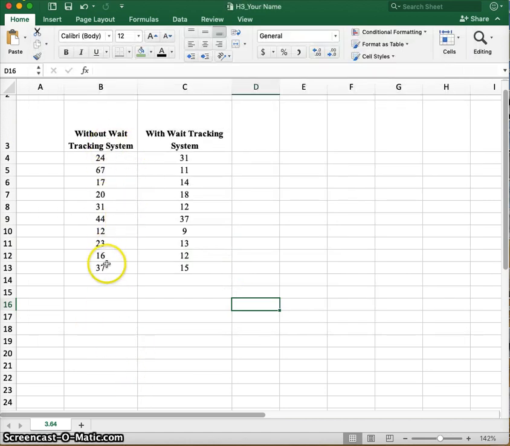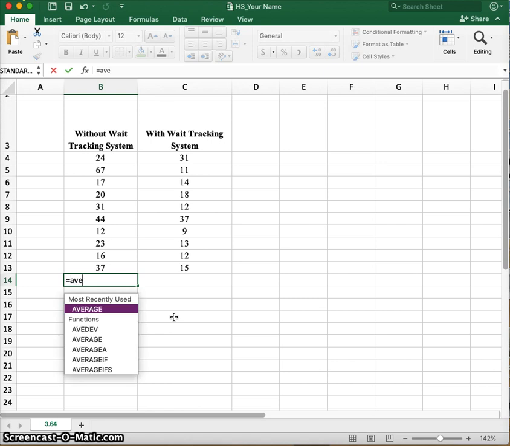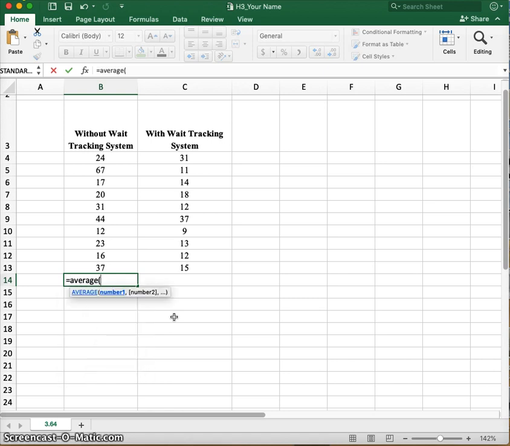So here's the data. What the data shows us is wait times in a doctor's office that uses a tracking system compared to a doctor's office that does not use a tracking system. And the problem asks us, first of all, to compare the mean wait time. And by the mean, they mean the arithmetic mean. And in Excel, that's very easy to do. We just type in equals, and we use the average function. The average in Excel is the arithmetic mean.